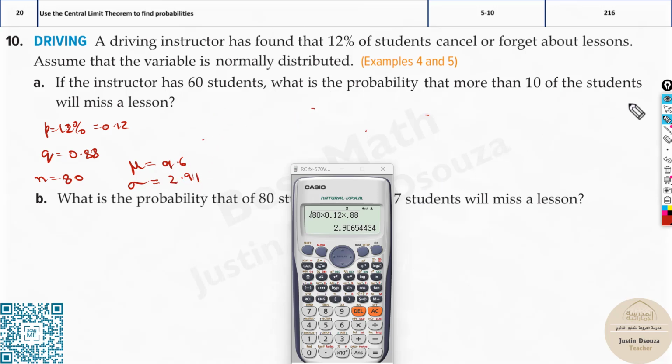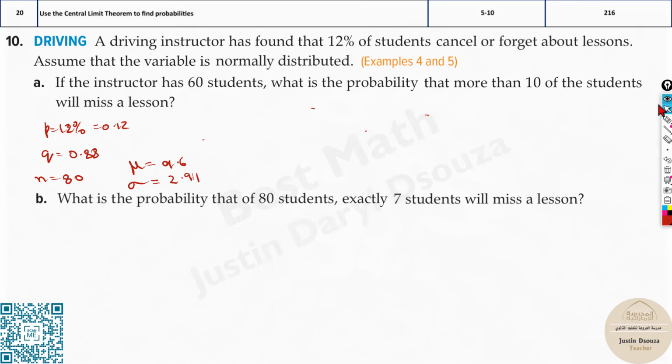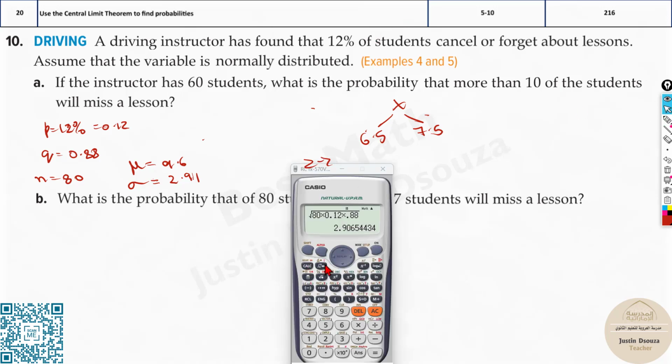So now, what is the z value? Here they have clearly told exactly 7. So x will be 6.5 and 7.5. So let's find the z values for both these conditions. What happens is, here we just write 6.5 minus the mean, that is 9.6, divided by 2.91. The answer is negative 1.065. And for the next one, just change the 6.5 to 7.5. The answer is minus 0.722.